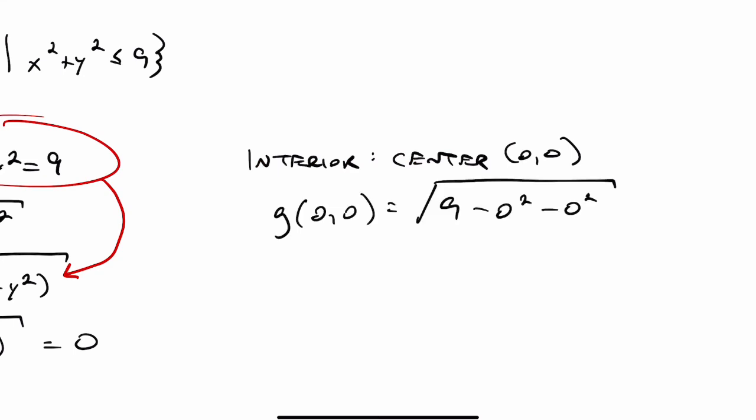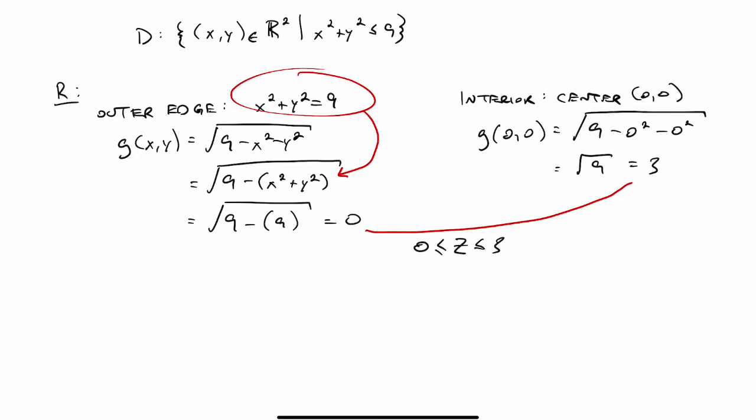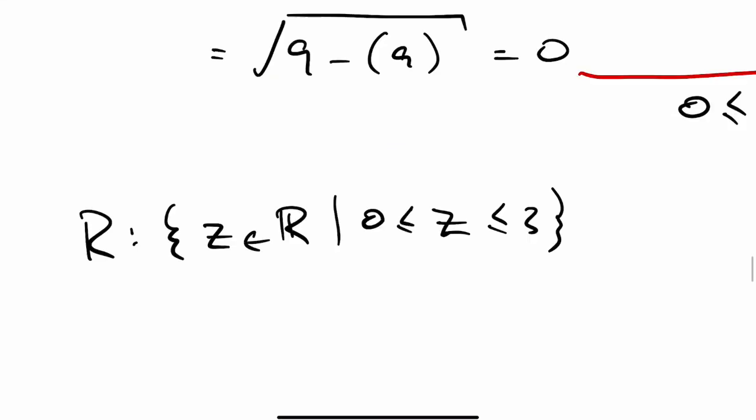So let's plug 0, 0 into the g formula. That would give us the square root of 9, which is 3. That means the range for z would be everything between 0 and 3. And the formal way to write that looks like this. The range is z in all real numbers, such that 0 is less than or equal to z is less than or equal to 3.